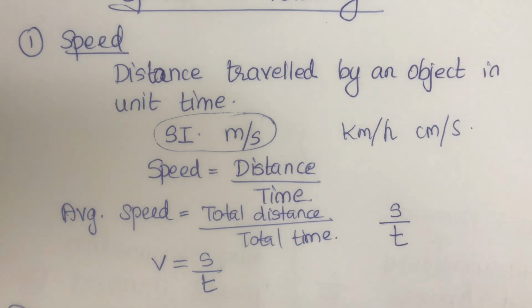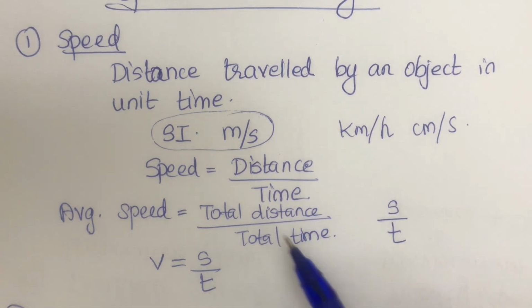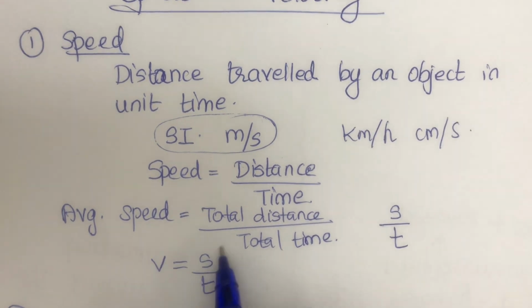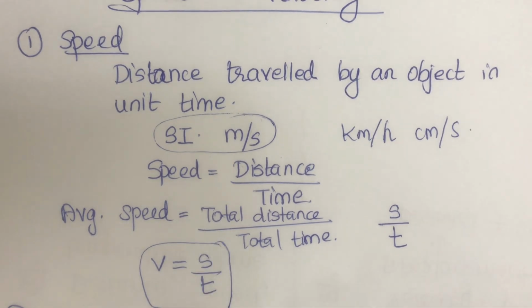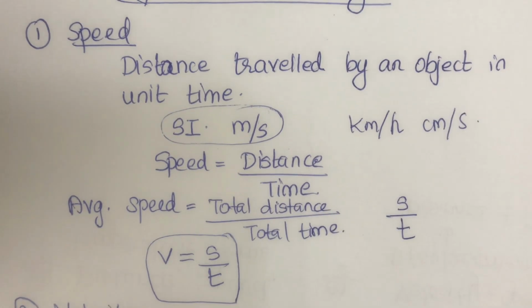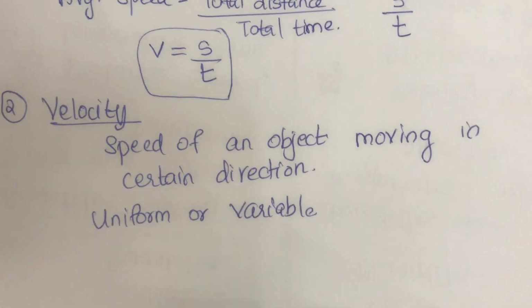So distance per unit time is speed. Average speed is total distance per total time. That is V is equal to S by T. This is one equation which is very important. You will have word problems related to that. We will see that later. So next topic is velocity.